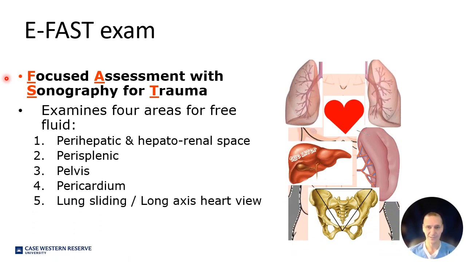The E, the extended part of the FAST exam, we're looking for lung sliding. And our goals here again: look for fluid around the heart, look for fluid in the abdominal cavity, and make sure there's no pneumothorax.